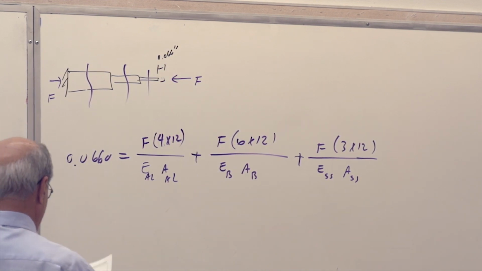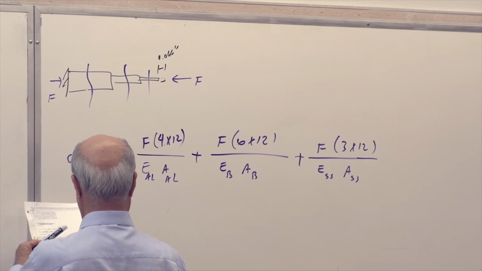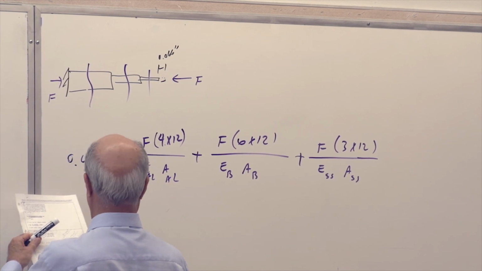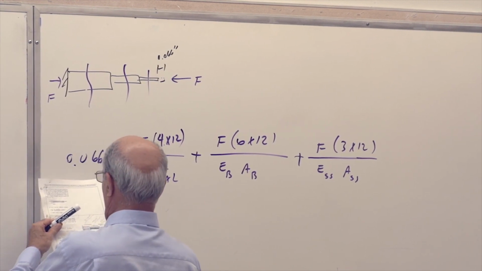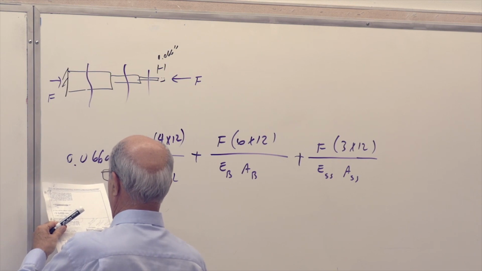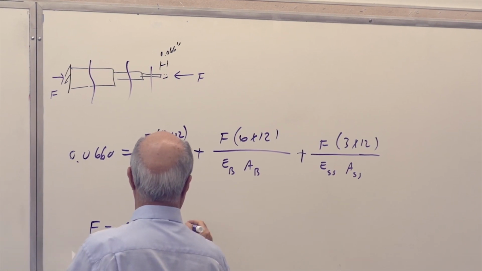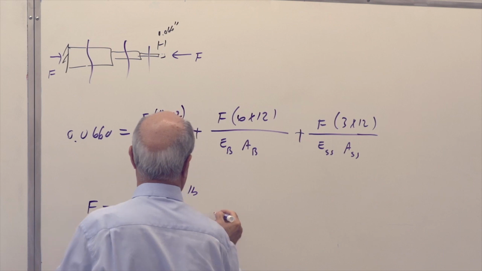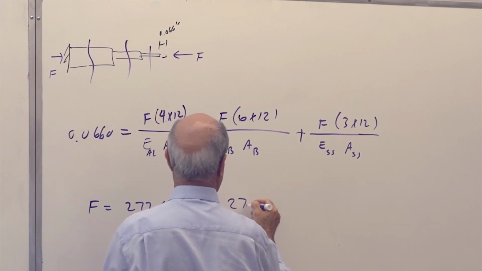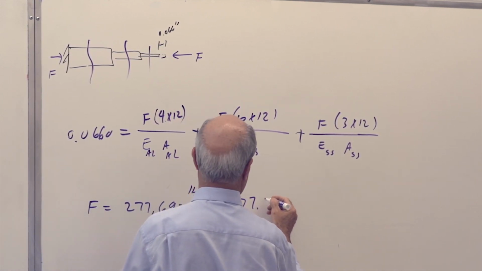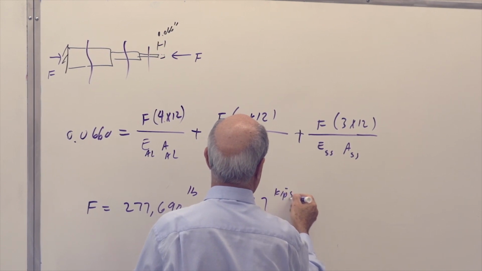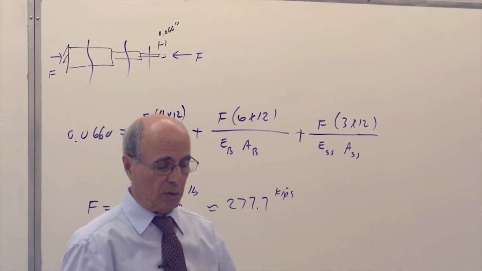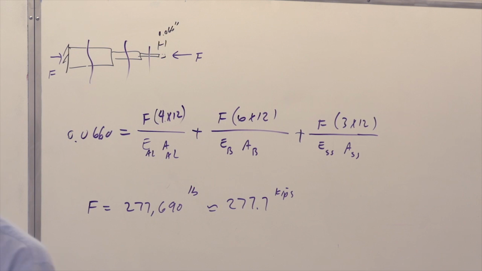You solve for the F, and F ends up equal to 277,690 pounds, or equal to 277.7 kips. Or you can go even to three digits, call it 278 kips, which is lots of load there. Then you can calculate now sigma.